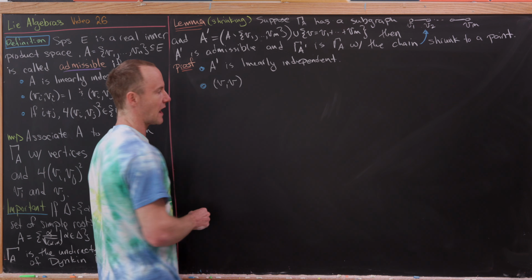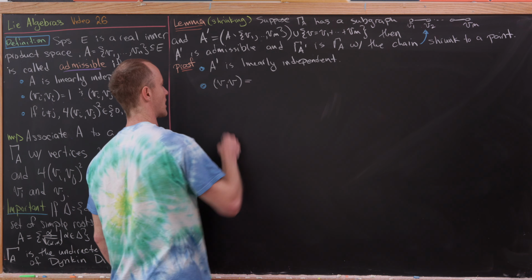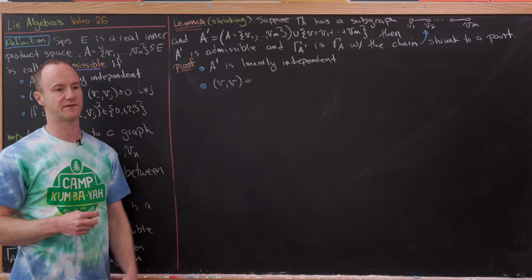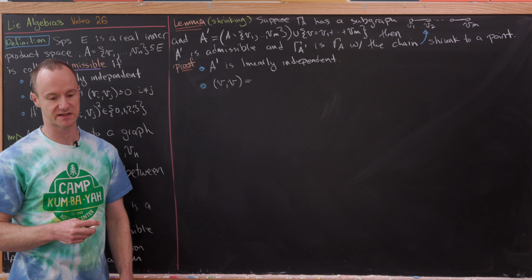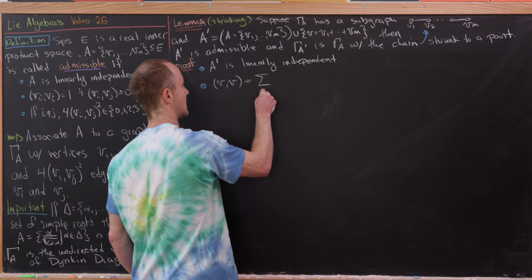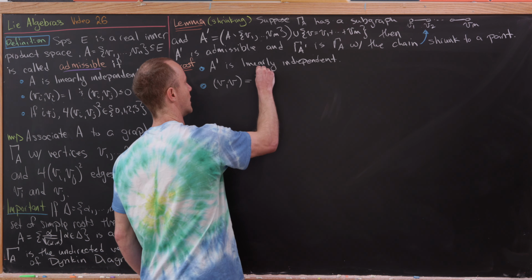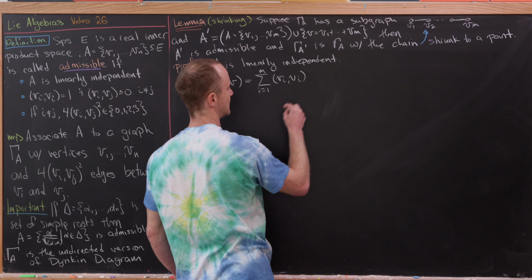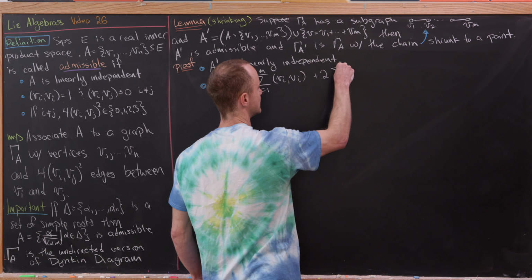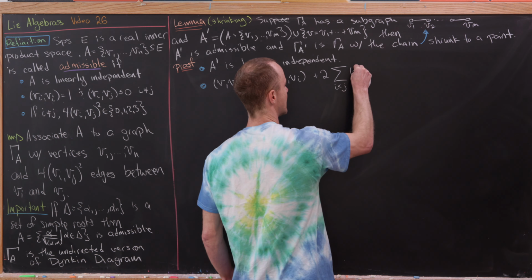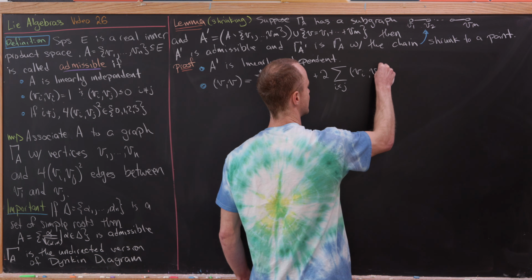Okay, but now we can take this inner product essentially the same way that we took a very similarly defined inner product of v with itself before. So let's recall that this is going to be the sum as i goes from 1 to m of the inner product of vi with itself, and then plus 2 times the sum over all i less than j of vi with vj.